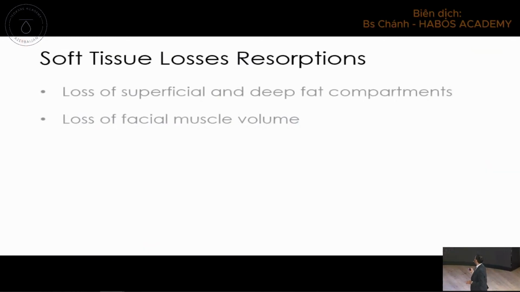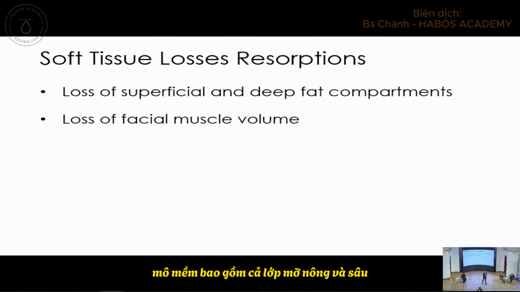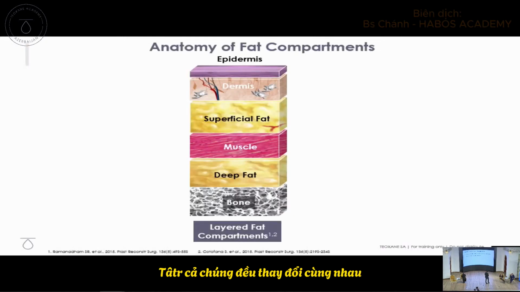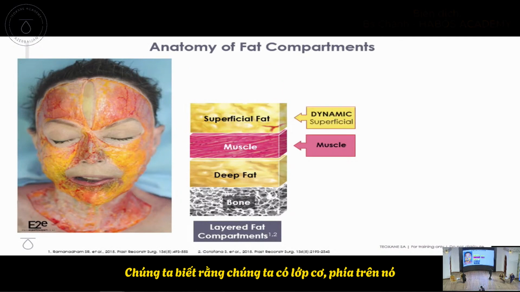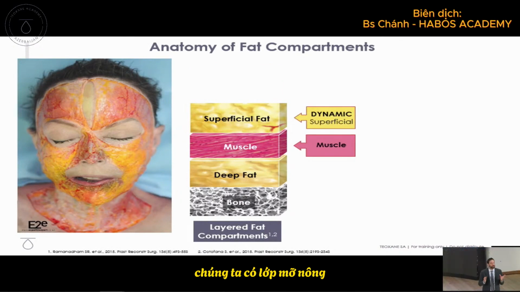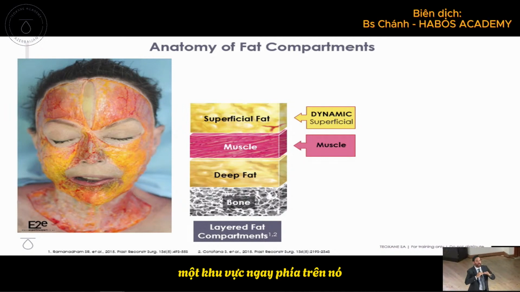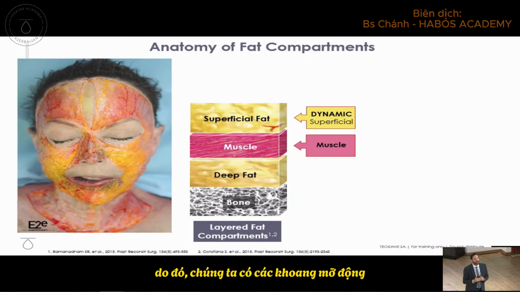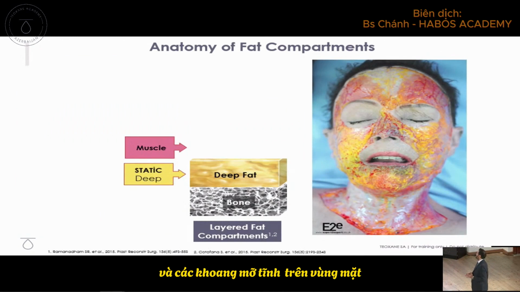Okay, so what about the soft tissues? We all know that the soft tissues consist of deep and superficial fat pads, but also the muscles. So all change at the same time. And we know that we have muscles, and above the muscles we have superficial fat pads. When a muscle contracts, the area just above it will contract and move with the mimics. So we have dynamic compartments in the face and we have static compartments in the face.